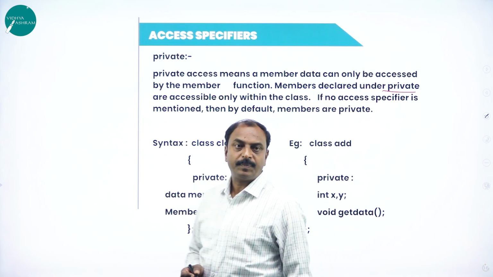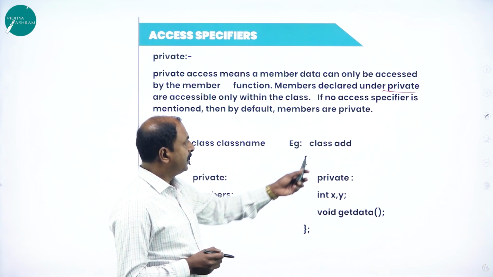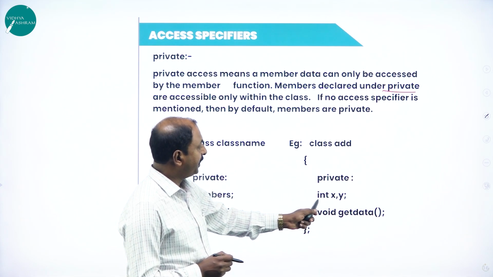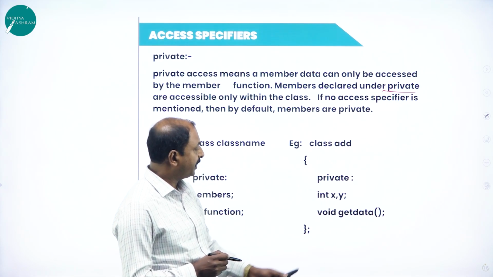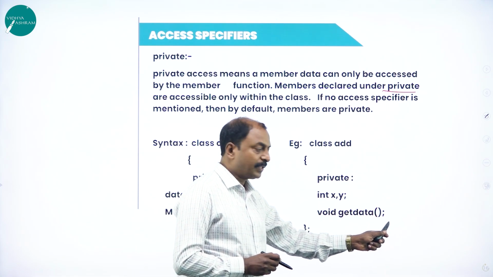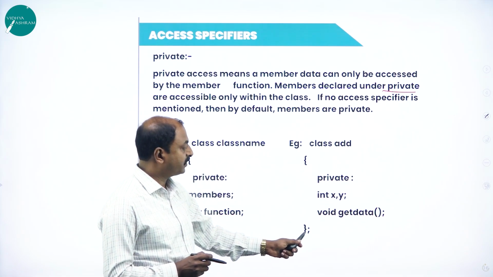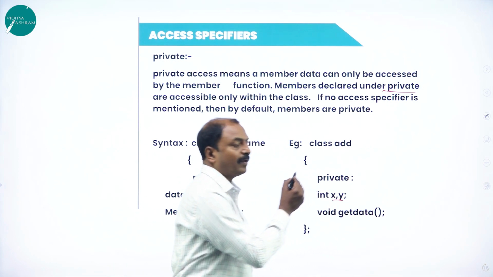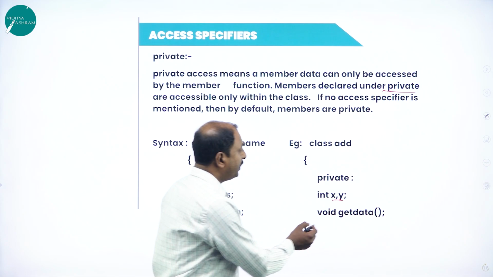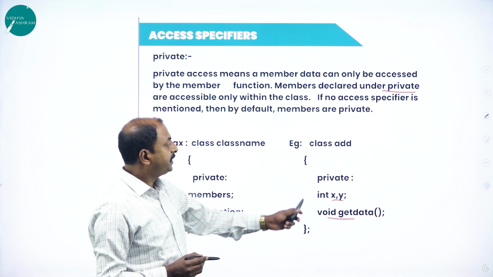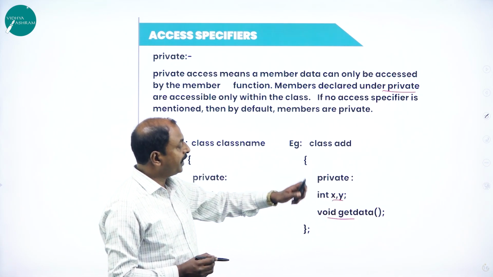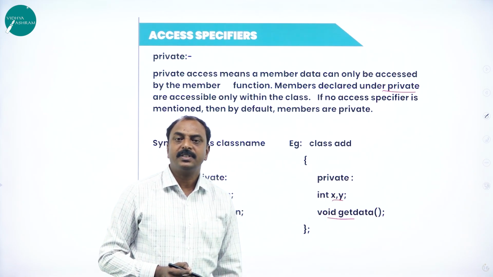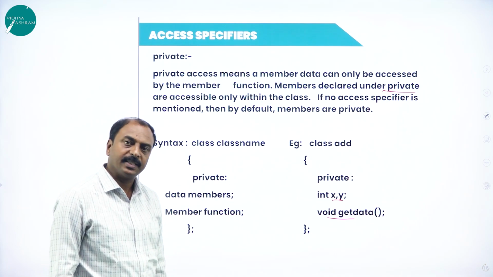Now let us see an example here. In this example, class add, open the bracket, under private int x comma y semicolon and void get data semicolon is a function, close the class with a semicolon. In this example, x and y are private data members and so is get data, and these data members are accessible only within the class. So this is the definition of private access specifier.